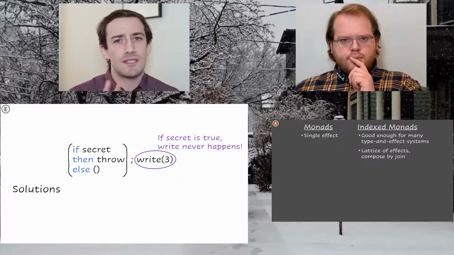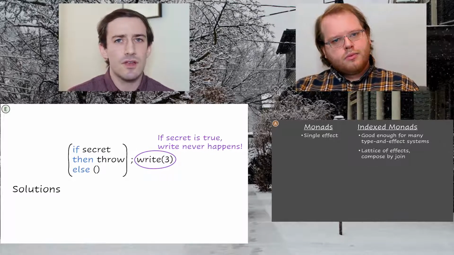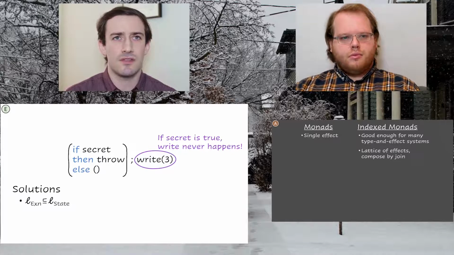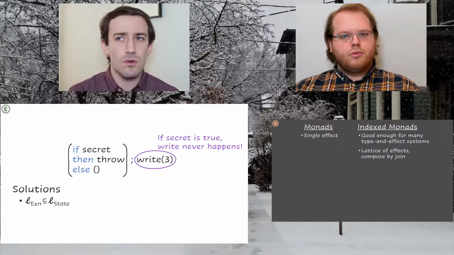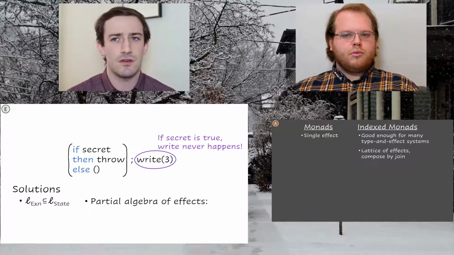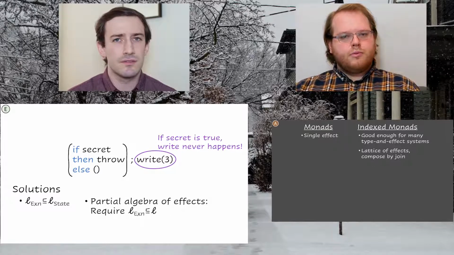I see two ways to fix this. We can either have the label of the exception flow into the label of the state, so it doesn't matter that the adversary can see if an exception was thrown. Or we could use a partial algebra of effects. To compose a program that can throw an exception with a second program, the label of the exception has to flow into the label of the effects of the second program.